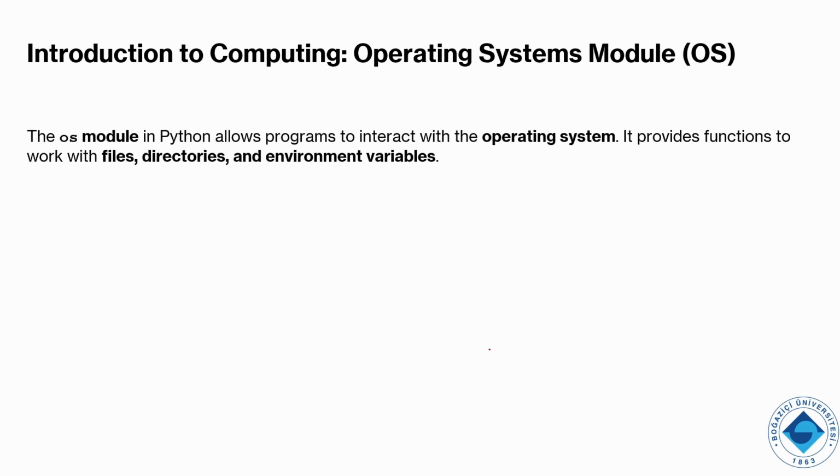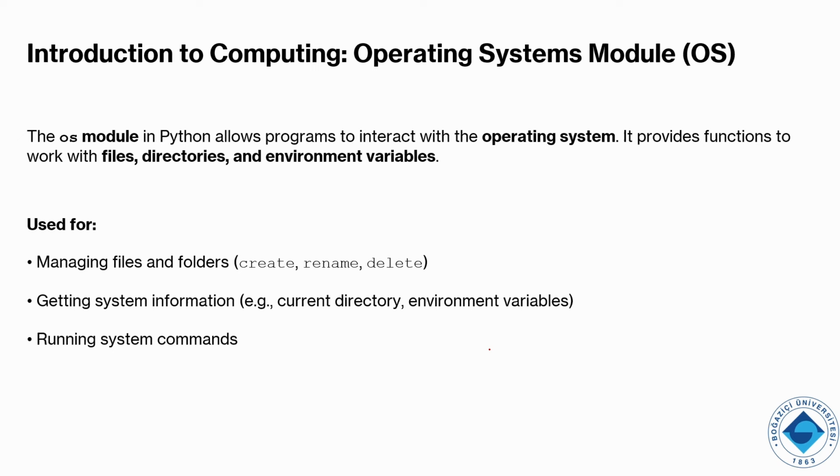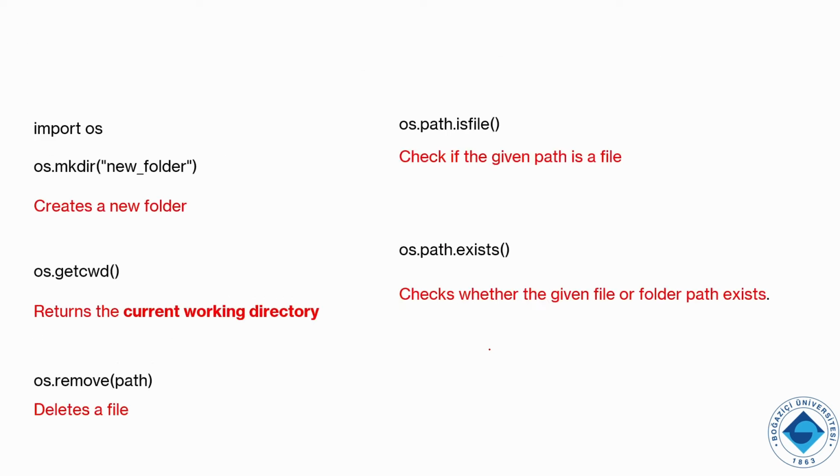Okay, let's continue with the operating system module. It is OS. The OS module in Python allows programs to interact with the operating system. It provides functions to work with files, directories, and environment variables. It is used for managing files and folders, like creating, renaming, and deleting, getting system information, the current directory, environment variables, and running system commands. For example, first of all I import the module I want to use.